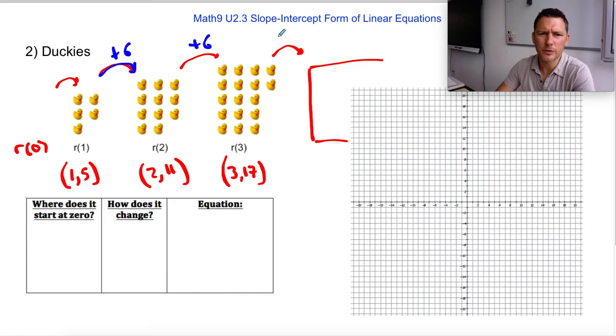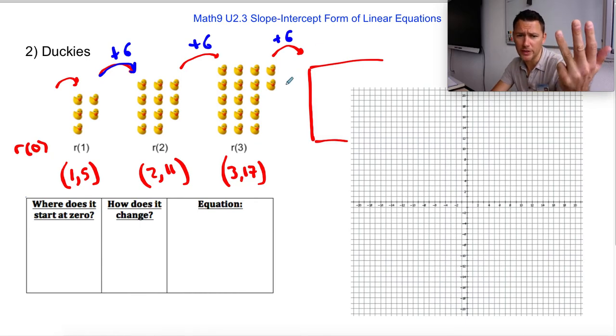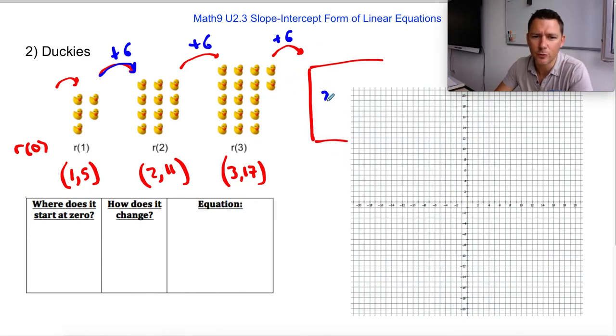So it looks to me like we'd go from here to here, you have an increase of 6. You have 17, 18, 19, 20, 21, 22, 23. So it looks to me like this would have 23 ducks for the fourth raft. So I think your next one would be 4 ducks and 23. Sorry, the fourth raft would have 23 ducks.